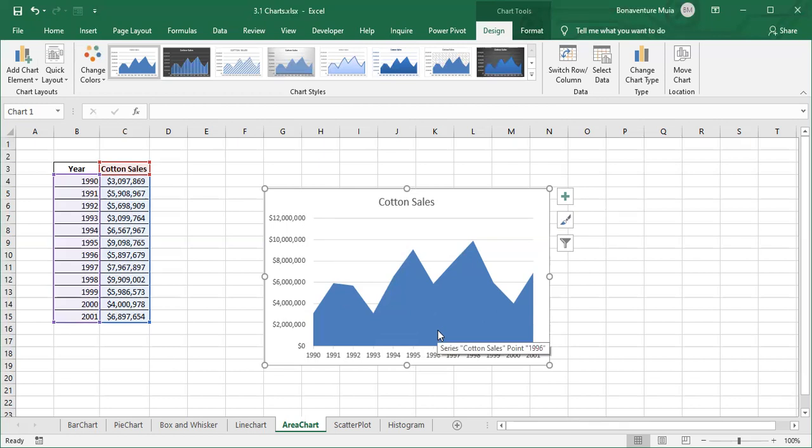But the problem of an area chart is that if you have more than two variables, these area charts are going to be overlapping and they may make it very hard to read the chart. That is the problem with the area chart.